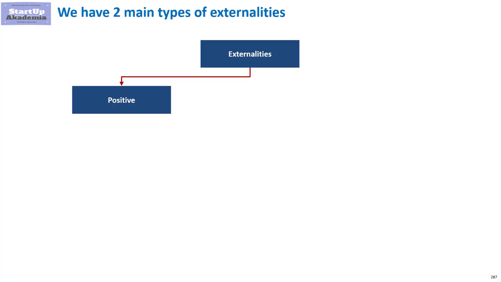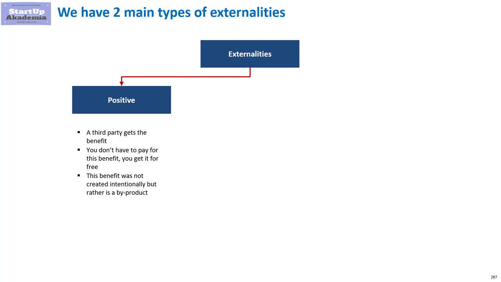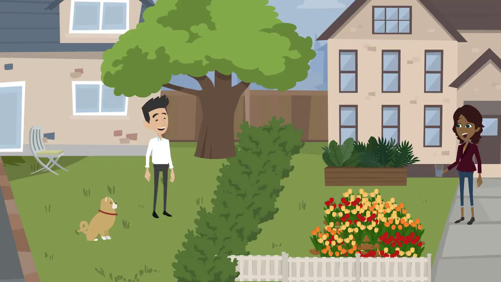The first group is called positive externalities. In the case of positive externalities, a third party gets the unintended benefit. The person receiving the benefit doesn't have to pay for it. A great example of such a positive externality is the nicely organized garden of your neighbor. You don't have to pay for it, but you can enjoy the way the roses look.